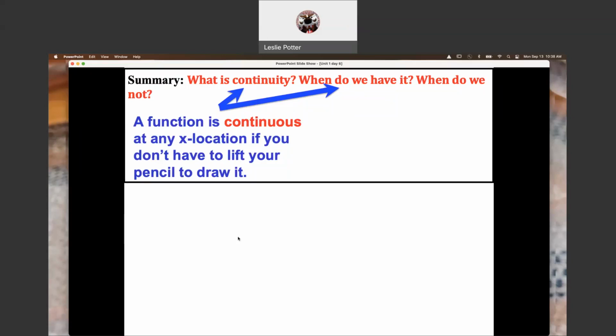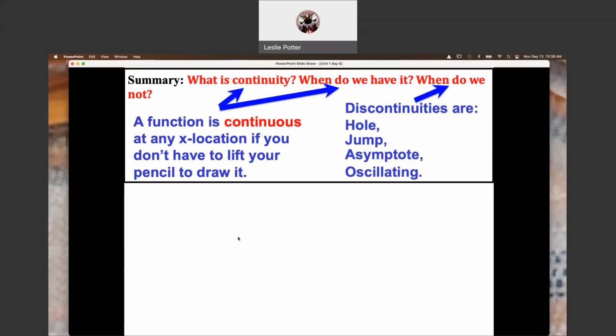Okay, so a function is continuous at any location if you don't have to lift your pencil. You don't have it when we have a discontinuity. Okay, and then we've got those big four. We've got the hole, the jump, the asymptote, and anything oscillating that might jump horizontally because of some missing domain points, usually with radicals, but very rare. Usually it's just the hole and the jump and the asymptote we deal with mathematically.